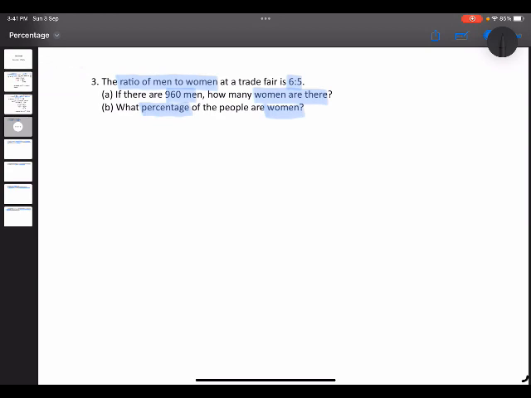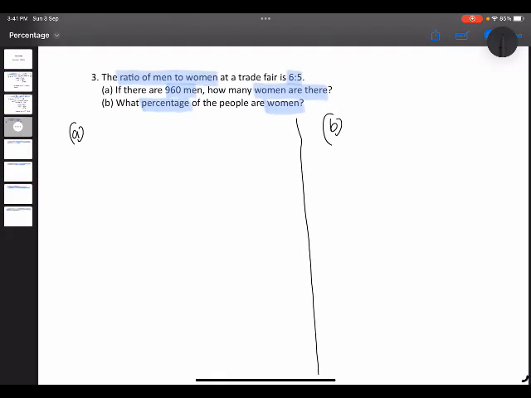This one is a primary school question, but you need to use secondary school method. The ratio of the men to women at a trade fair is 6:5. And there are two parts. Let's do part A. Let's divide the space. If there were 960 men, how many women were there?